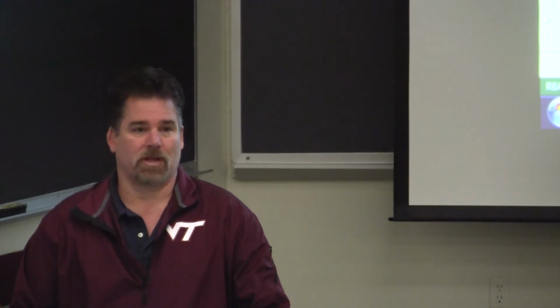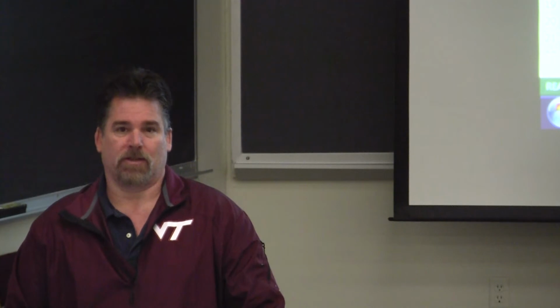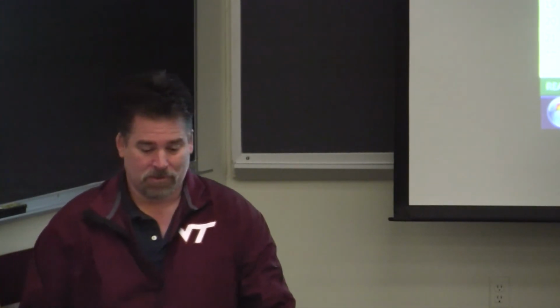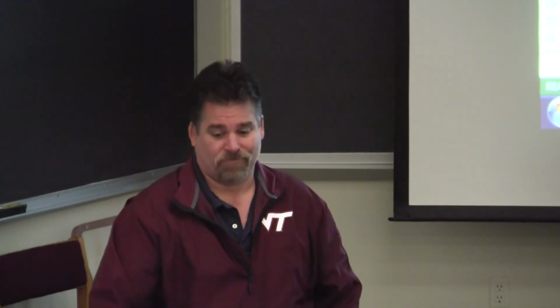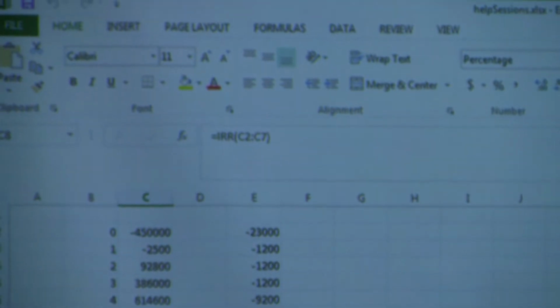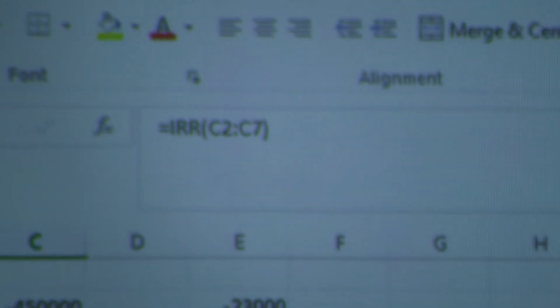With IRR, you need to select all of your values. It expects that the first value is present value equals 0, and then adds from there. And can you see the formula there? Equals IRR with the cell range of C2 through C7. That's it. And it returns back the percentage that is the IRR.